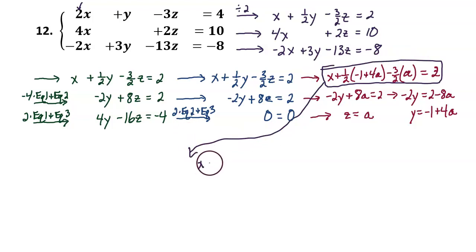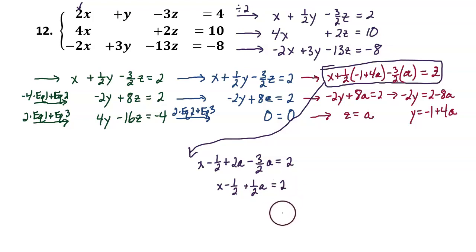So we have x minus 1/2 plus 2a minus 3/2 a is equal to 2. What I've done is the distributive property, the 1/2 times to both things in the parentheses. Now I'm going to combine like terms with the a terms. So I have x minus 1/2, and then 2a, that's like having 4a over 2. 4a over 2 minus 3 over 2 a makes plus 1/2 a. And that's equal to 2. Now I'm going to add the 1/2 to the other side to get 2.5. And finally, to solve for x, I'm going to subtract the 1/2 a from both sides.